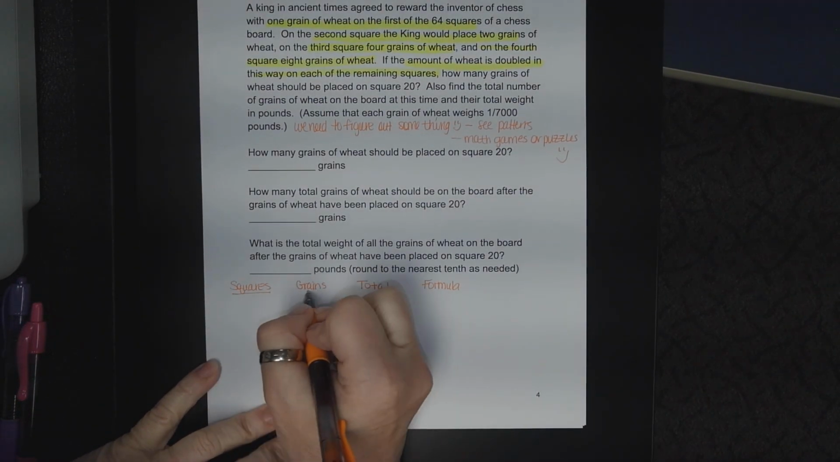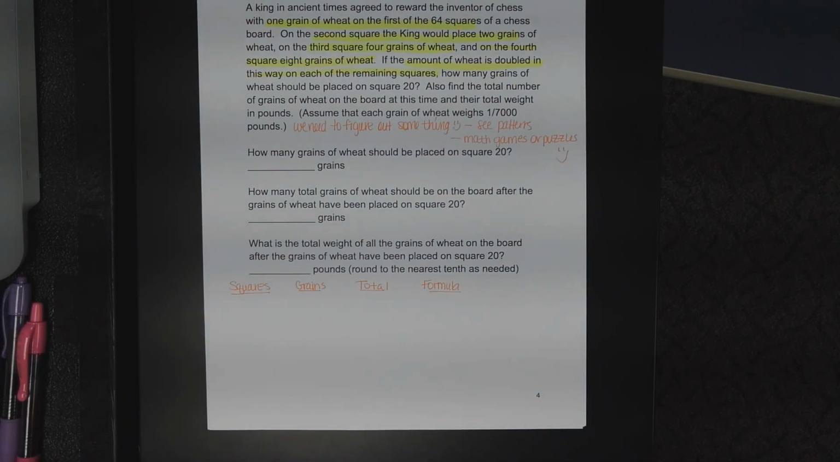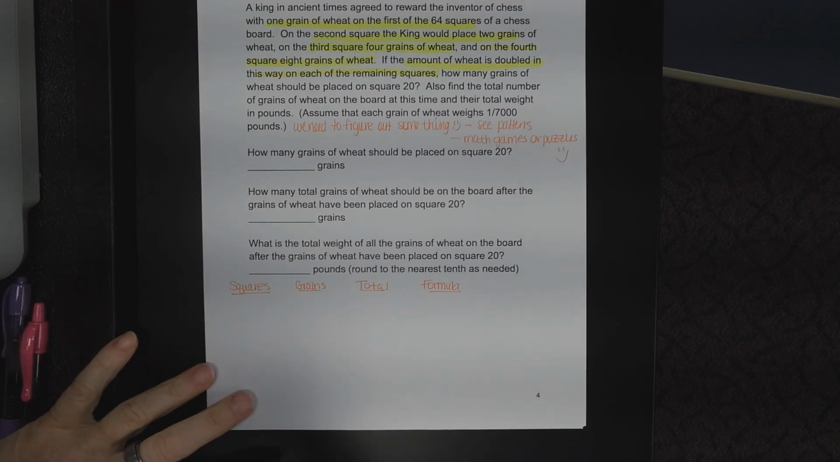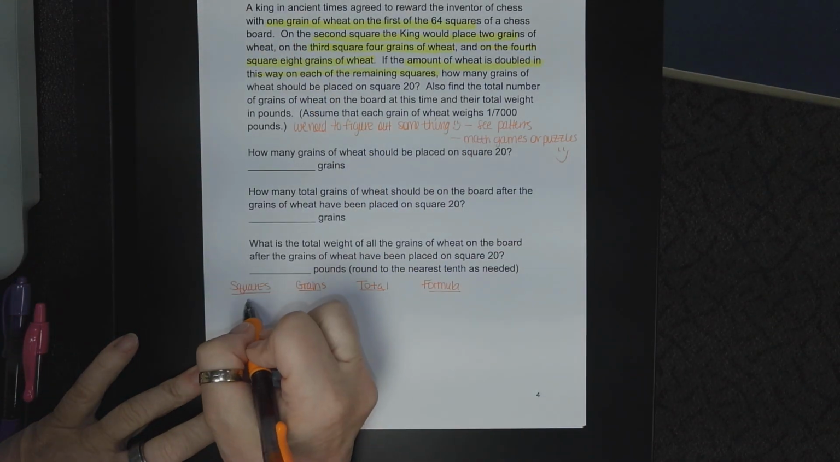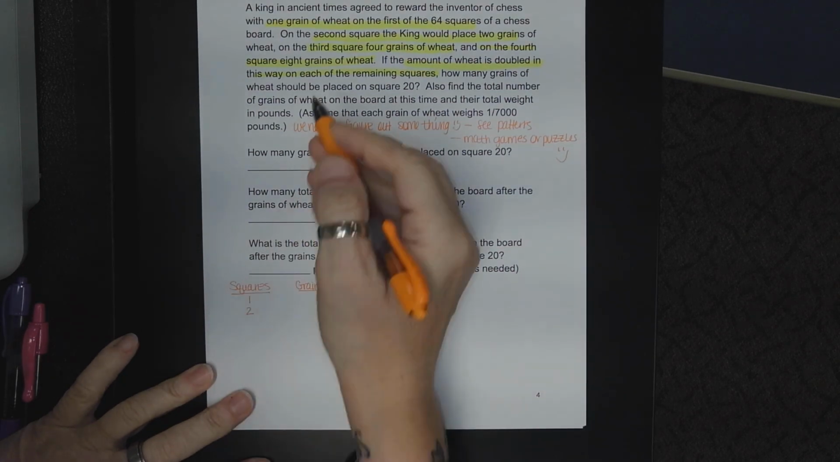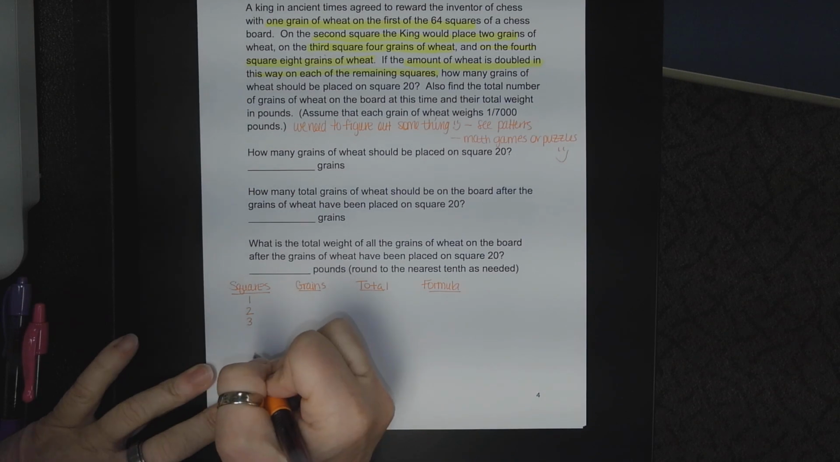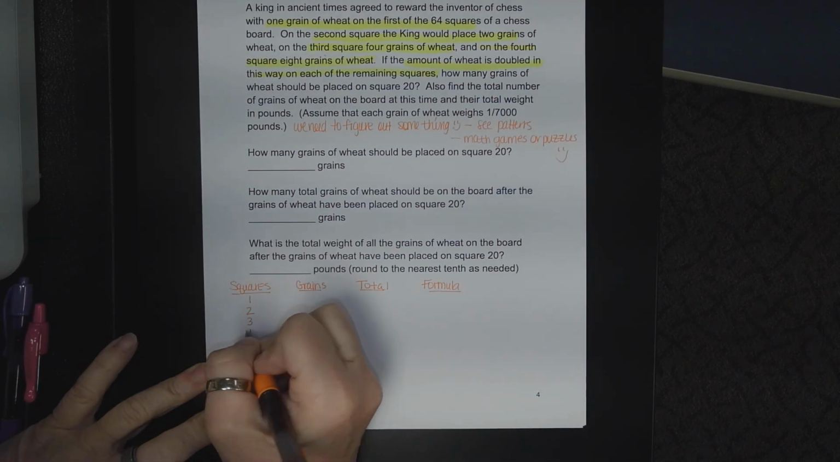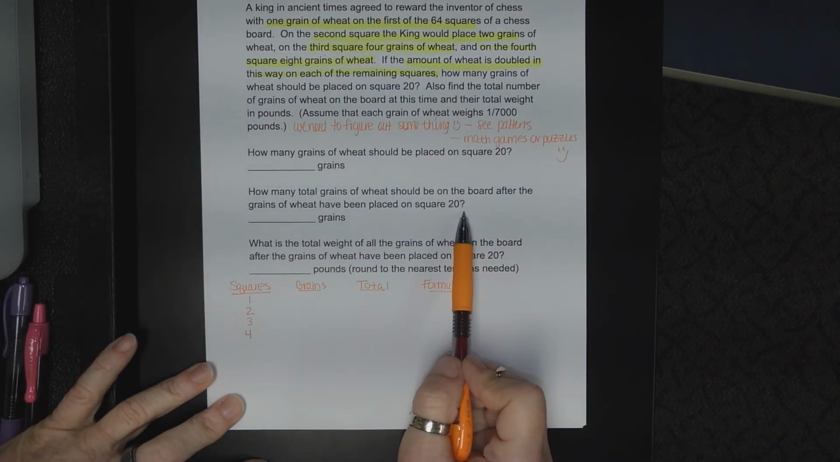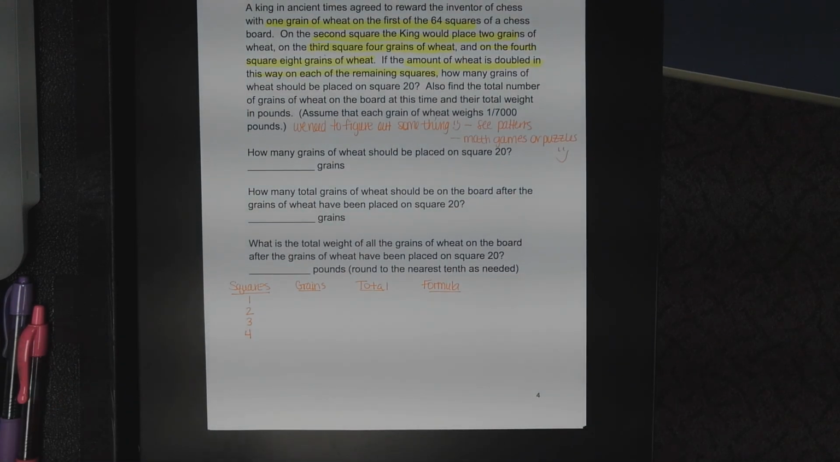Let's do this. I call it fun. You may call it math hell. I don't know. So we know we have square 1. We have square 2. We have square 3. And we have square 4, right? Well, we want to know what's happening on square 20. So let's look at square 1, 2, 3, and 4, and then try to deduce what's happening on square 20.